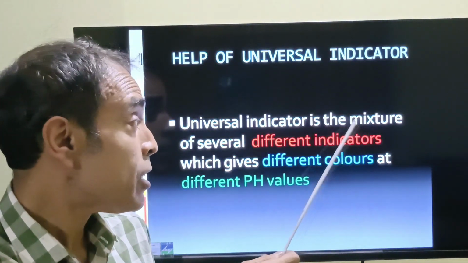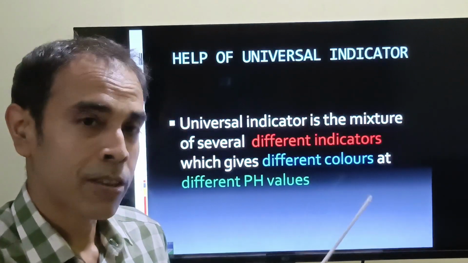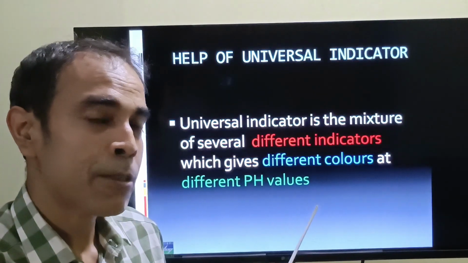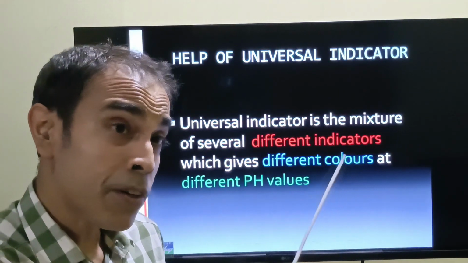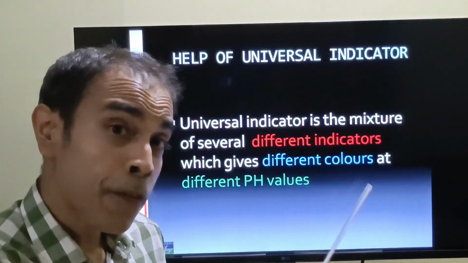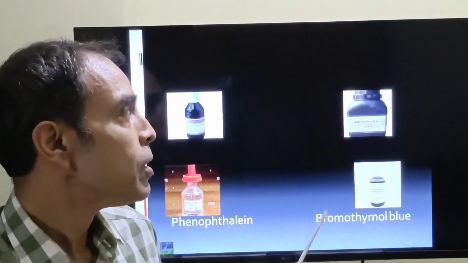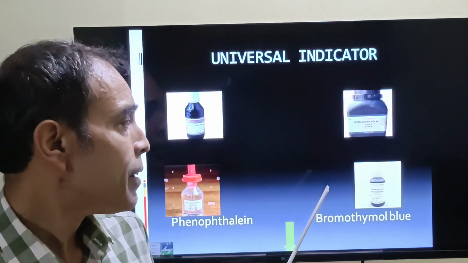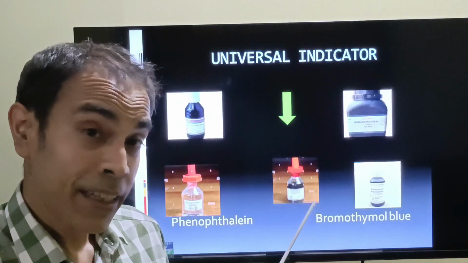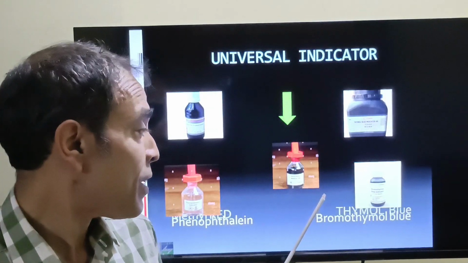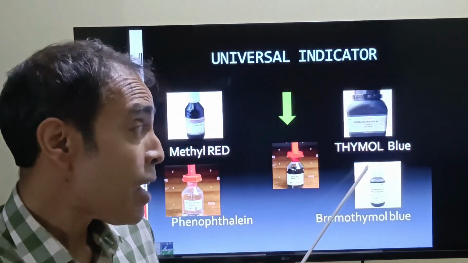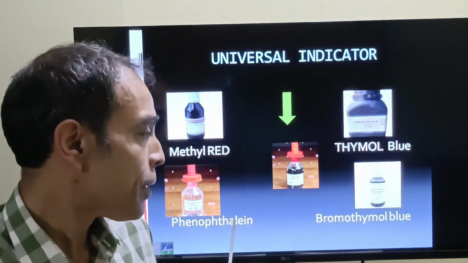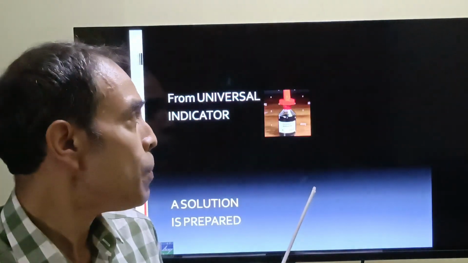Again, we'll look at three things. It's a mixture of several different indicators, which gives different colors at different pH values. Remember, three things: a combination of different indicators, giving rise to different colors at different pH values. For example, this universal indicator is a combination of four indicators: methyl red, thymol blue, phenolphthalein, and bromothymol blue.